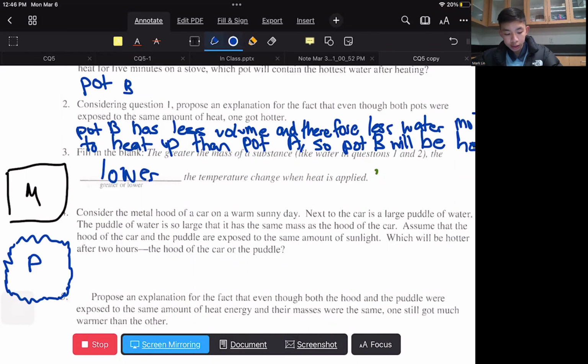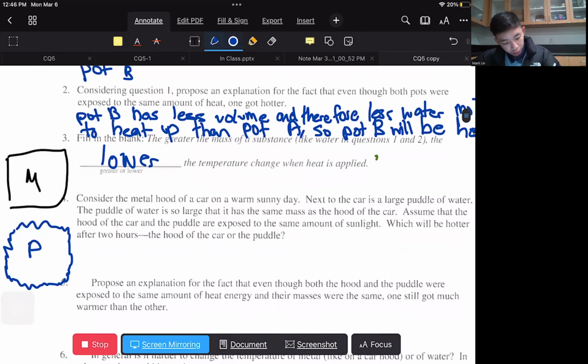So the way I answer this problem is that the metal would be hotter because water is just going to absorb all that heat. When we do those labs, Mr. Lee makes us wrap the hot thing in a piece of paper towel because the water is going to absorb all that heat. So the metal, so look at the car.